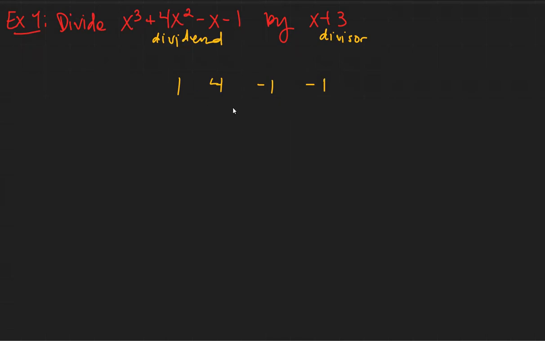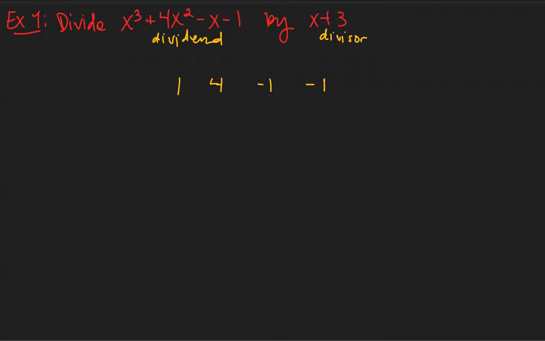Okay, so I'm just going to space them out like this in a line, knowing that if I had a missing term, I would use a placeholder of 0. So for instance, if there was no x term, then here I would have put a 0. Always pay attention to any missing terms. Use placeholders whenever you need them. Okay, so here are my coefficients of my dividend.